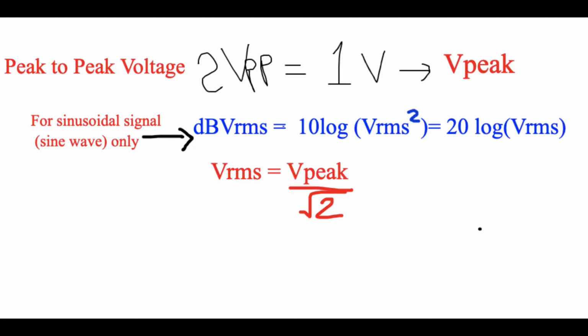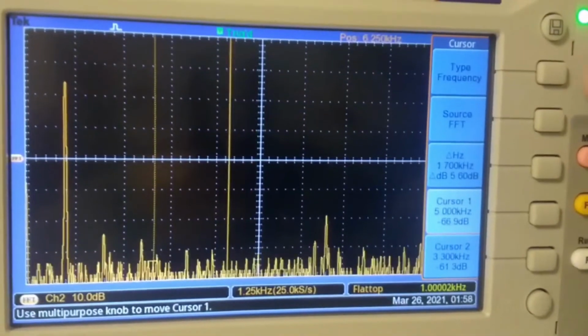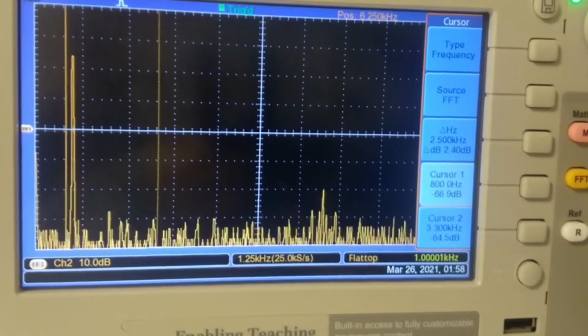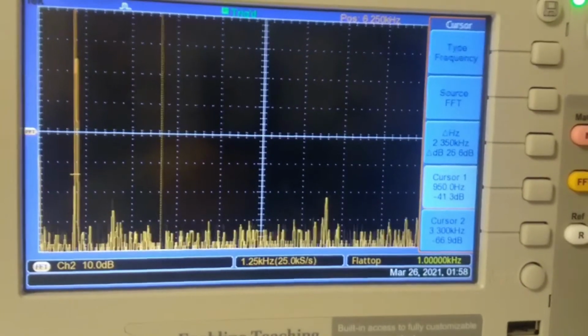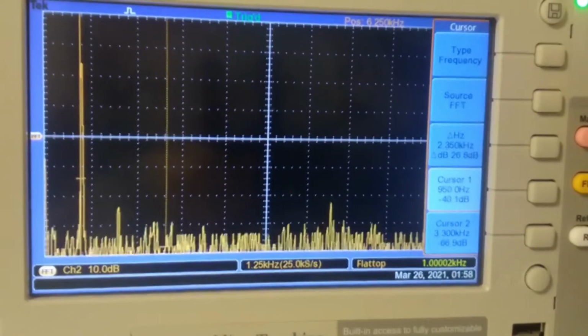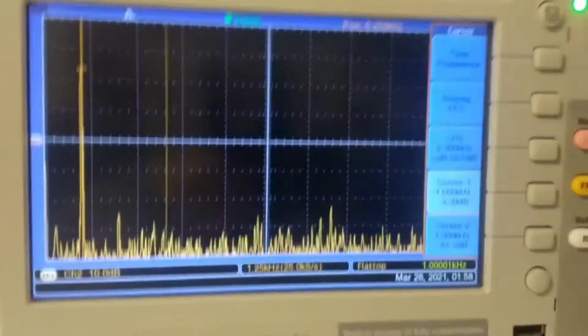This is the theoretical calculation of the sinusoidal signal, sine wave, in the frequency domain. You need to find the V root mean square voltage and then transform it into dB root mean square using this formulation. It is supposed to be minus 3 dB Vrms for the amplitude of 1 volt. So here you can see we have approximately minus 3 dB.